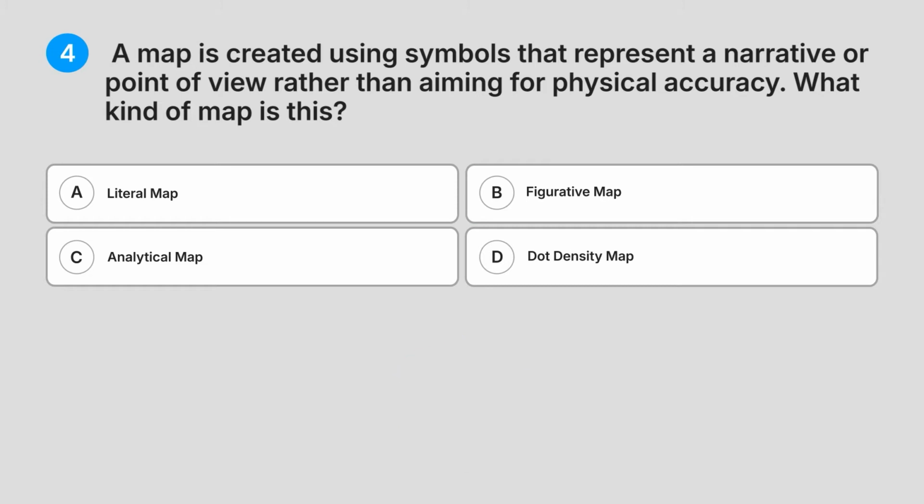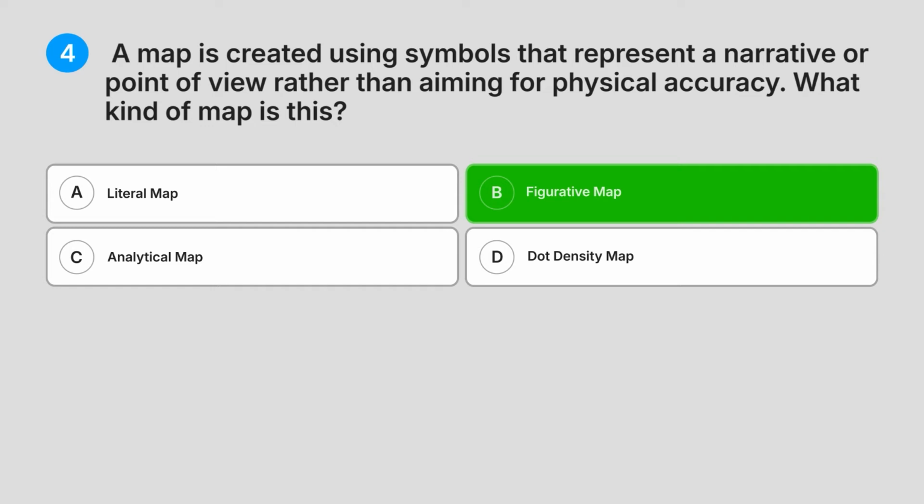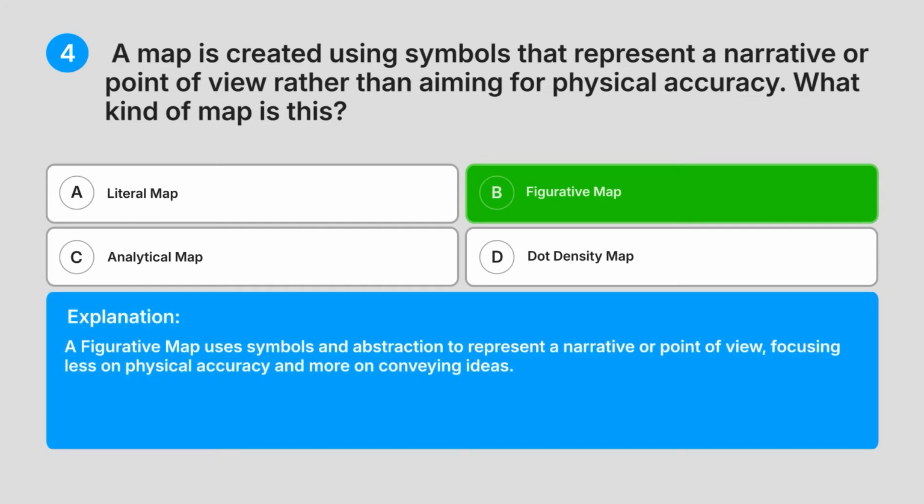Correct answer. B. Figurative map. Explanation. A figurative map uses symbols and abstraction to represent a narrative or point of view, focusing less on physical accuracy and more on conveying ideas.